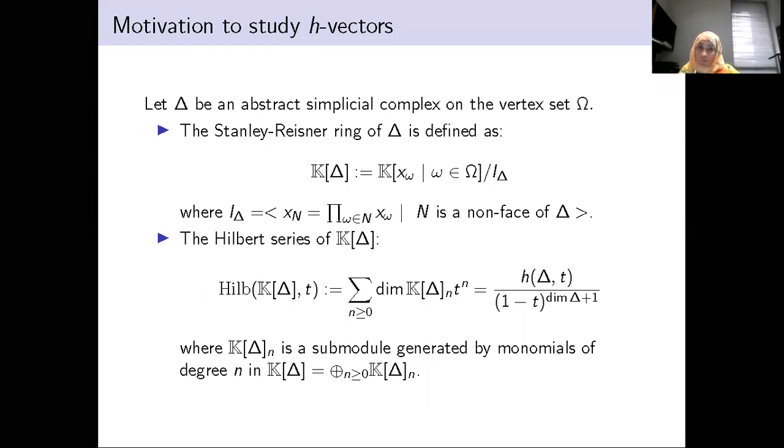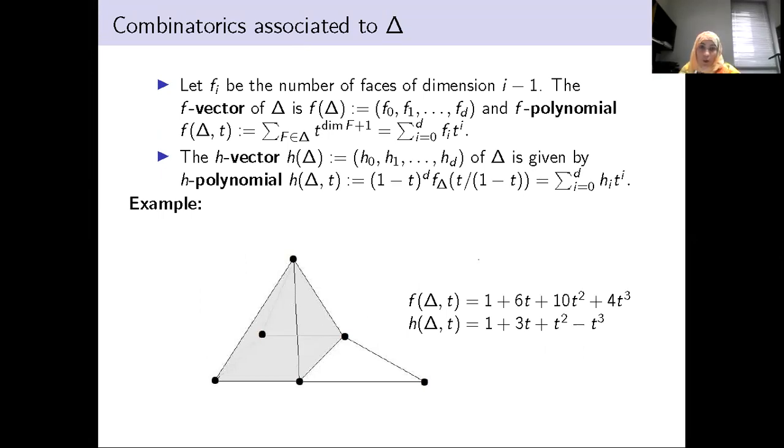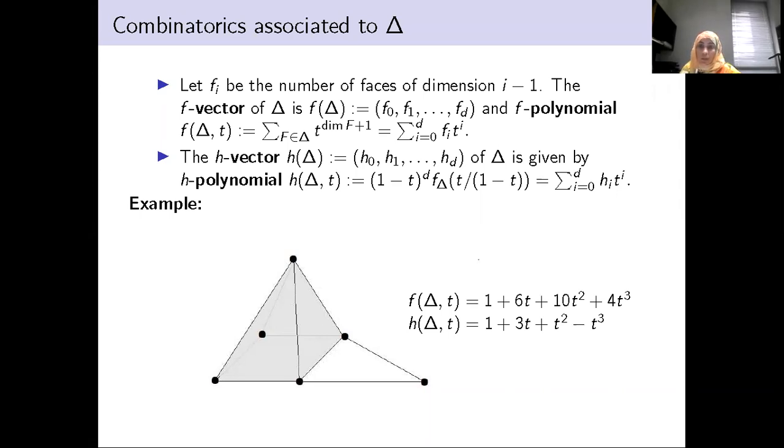I have one more question. What is the domain for t, the polynomial, in the f polynomial or h polynomial? So there is a question: what is the domain of t? Here you can see that the domain is the set of integers. So these polynomials are lying in Z[t], the polynomial ring with integral coefficients.